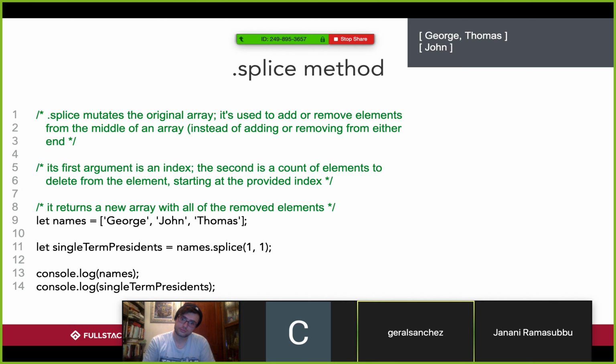If I want to eliminate Thomas, it will be 2, comma 2. No. If we wanted to just eliminate Thomas, it would be 2, comma 1. Since Thomas is the end of the array, we start at index 2, at Thomas, and then you could put in 100. It doesn't matter, because it'll just go until the end of the array. However, if you want to be precise, if you just wanted Thomas, it would be 2, 1.